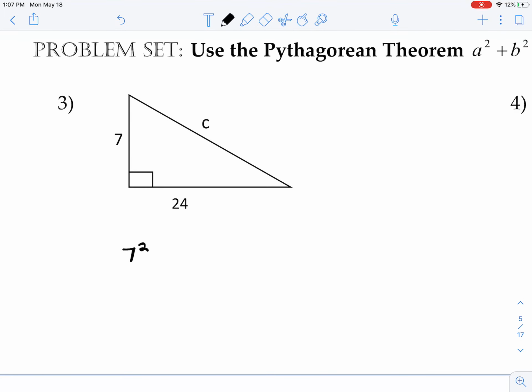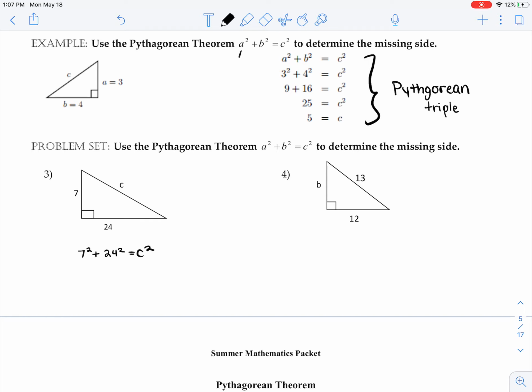7 is a leg, so 7 squared plus 24 squared equals c squared. So remember, it's not just a plus b. A and b, they have to be legs. Leg squared plus leg squared equals hypotenuse squared. So we're going to work this out. 7 squared, y'all know that's 49, plus 24 squared is 576, equals c squared.